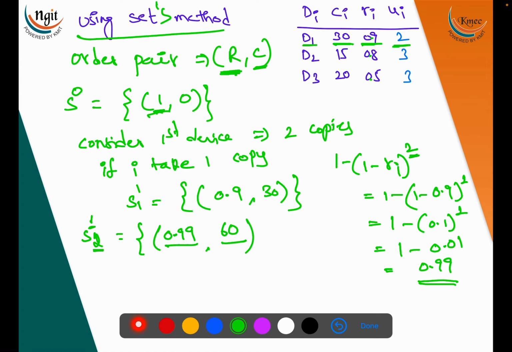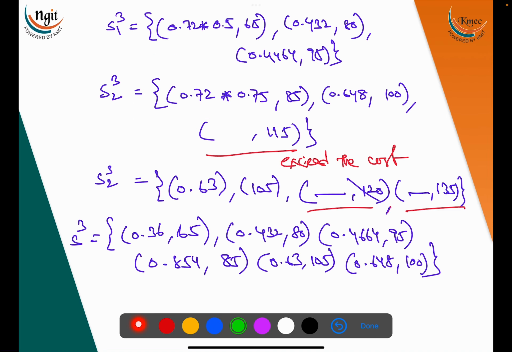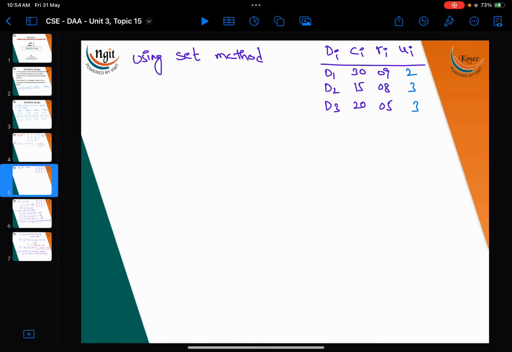So with this we have completed the first copy and the second copy. Now S1, that is the first device with 2 copies, is merged: 0.9 comma 30, 0.99 comma 60. So this is S1. Likewise, we need to take a decision in the next stage, taking the value of S2. We'll take S2 in the same way.